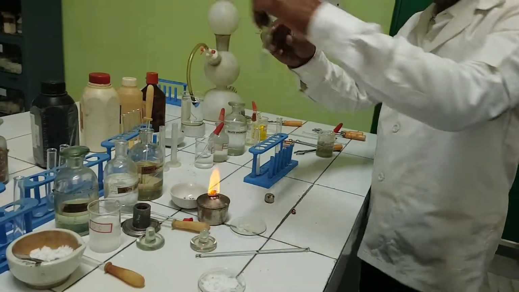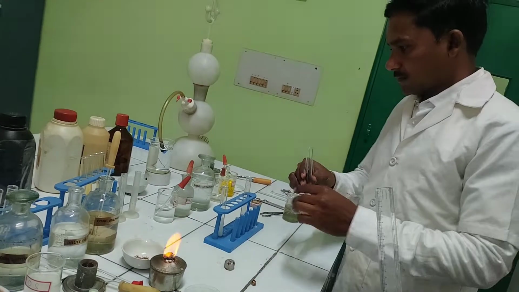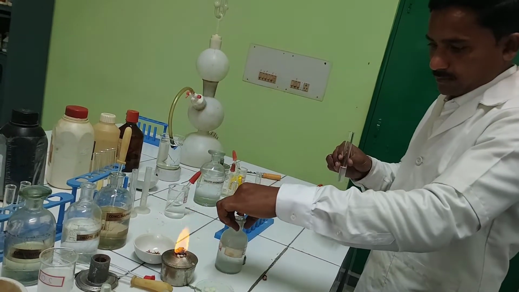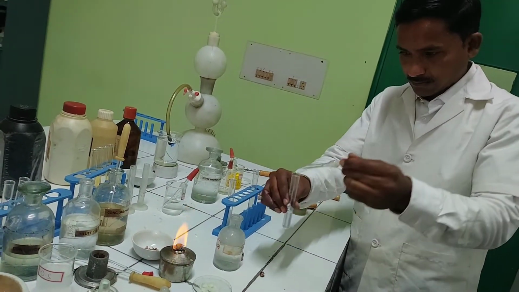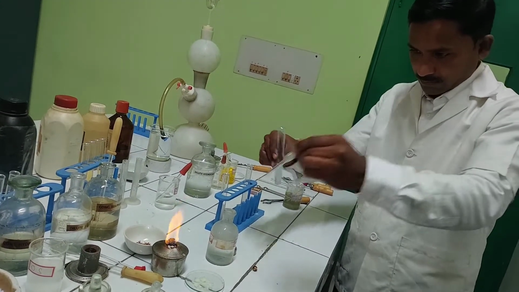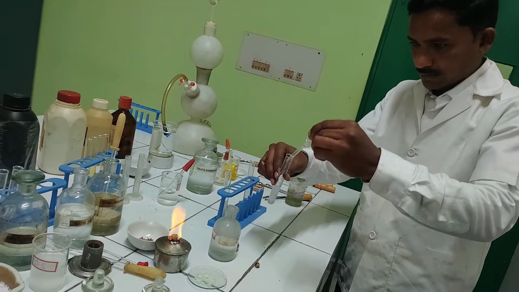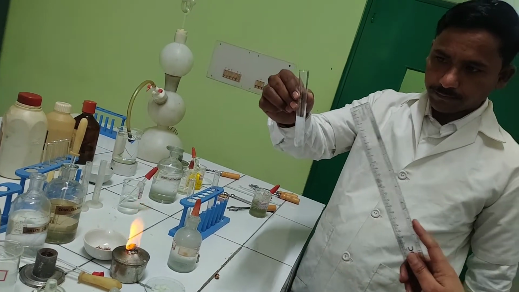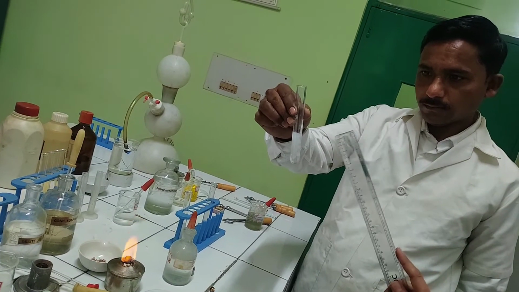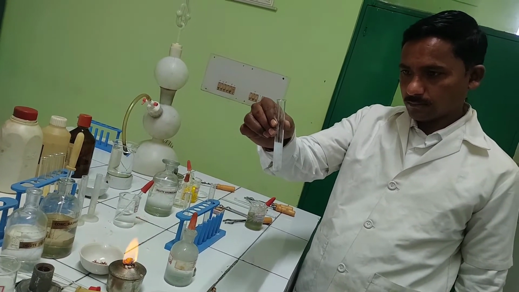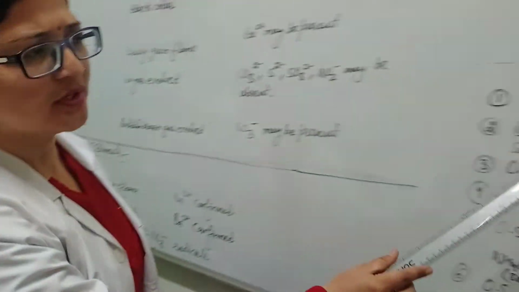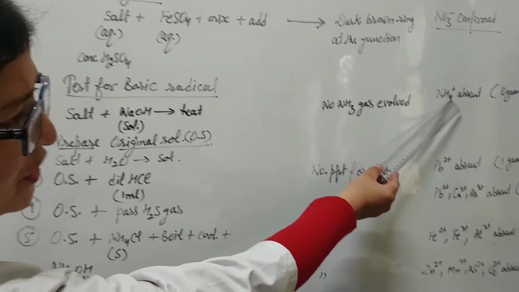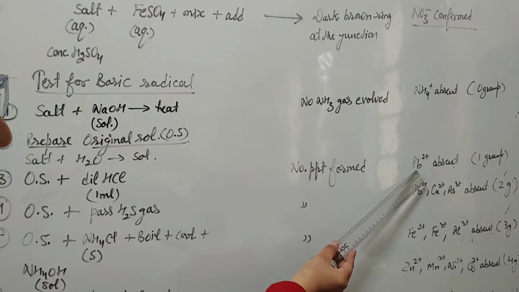Now we will add NaOH in the salt. We will take the salt and add NaOH in it. After that, we will smell it. If no gas is evolved, it does not produce any gas. It indicates that ammonium ion is absent. Now we will do the test for the first group elements. The 0 group element is ammonium ion.